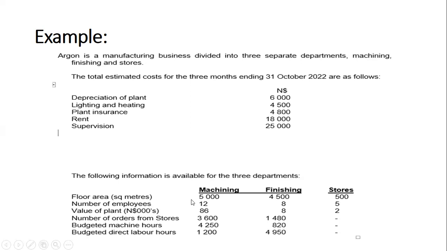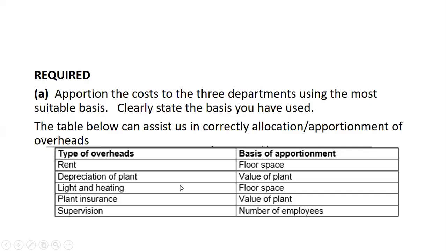Okay, so it's very easy to do. All you need to do is to master the basis of apportionment. Once you master the basis of apportionment, then you'll be able to apportion different overheads to various departments.